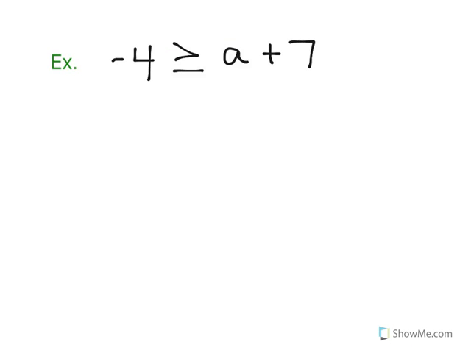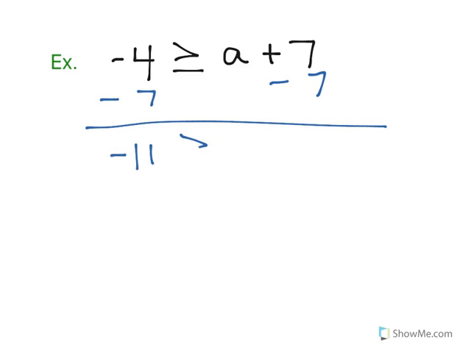So let's go to another example. Negative 4 is greater than or equal to some number a plus 7. All right, so now I want to solve for my variable a, so I want to get rid of everything else around it. So I'm going to subtract 7 from this side, and I'm going to subtract 7 from this side. Negative 4 minus 7 is going to be negative 11. So negative 11 is greater than or equal to a.